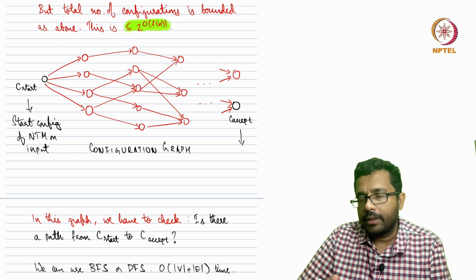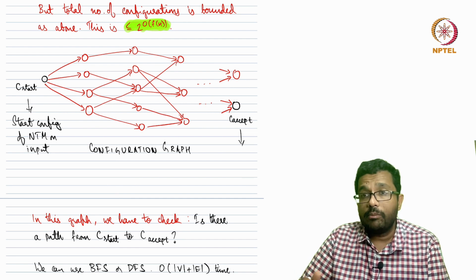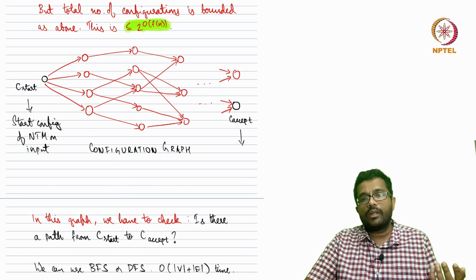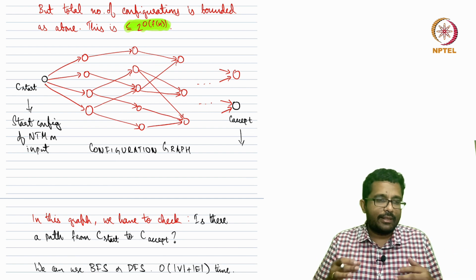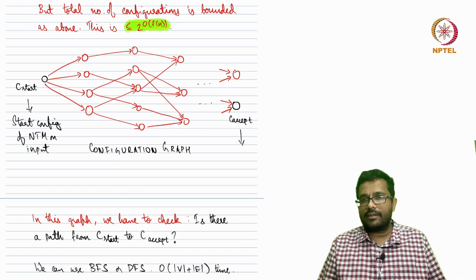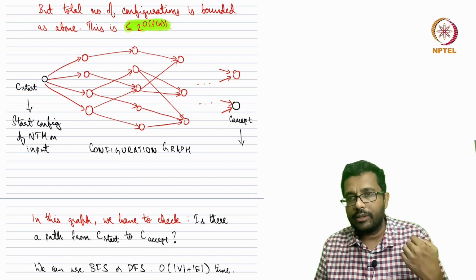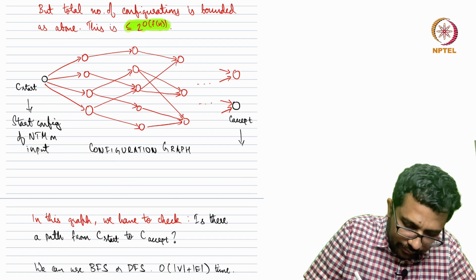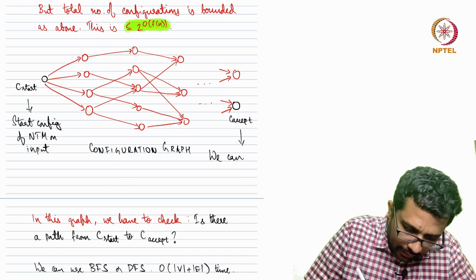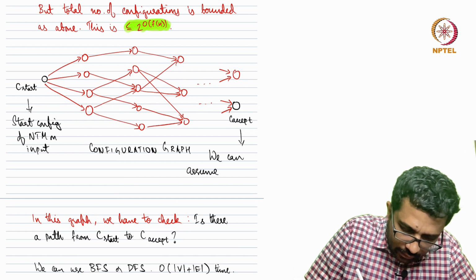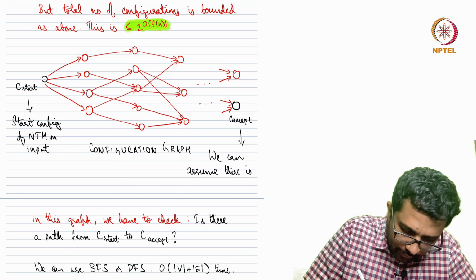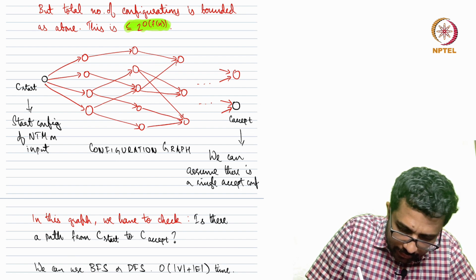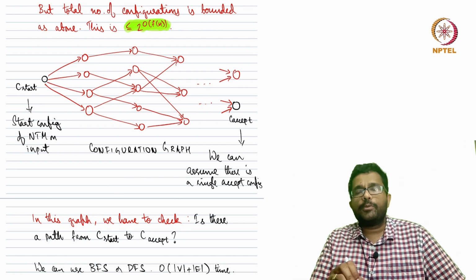But there is another problem here. There could be multiple accept configurations, because the accept state is unique, but the tape contents could be different. What we can do is modify the Turing machine such that whenever it accepts, it erases the tape contents and brings the head back to the left end. Which means there is only a single accept configuration. So we may assume there is a single accept configuration.